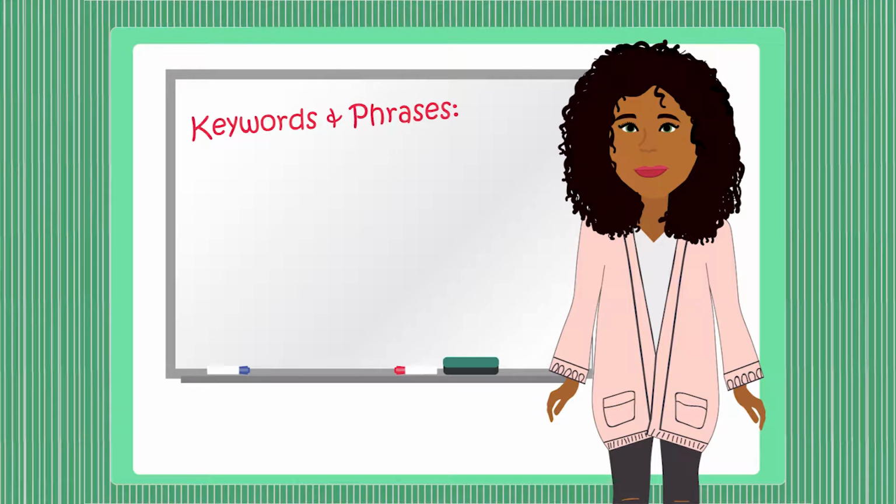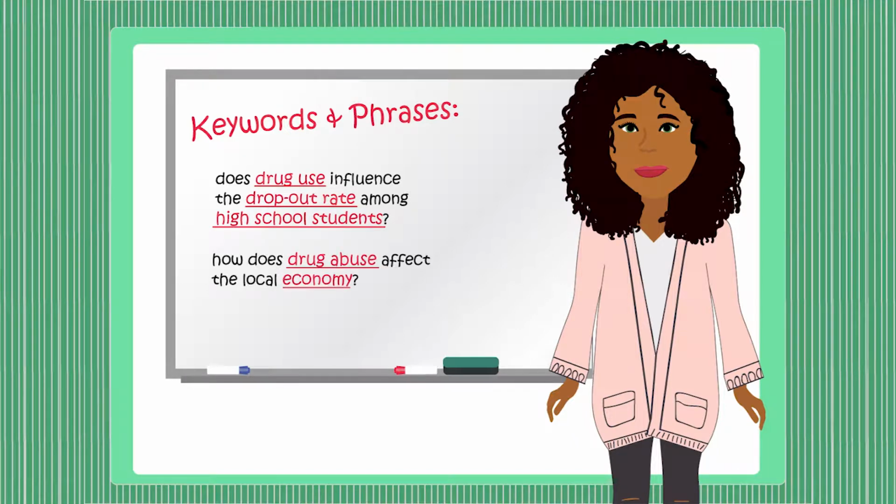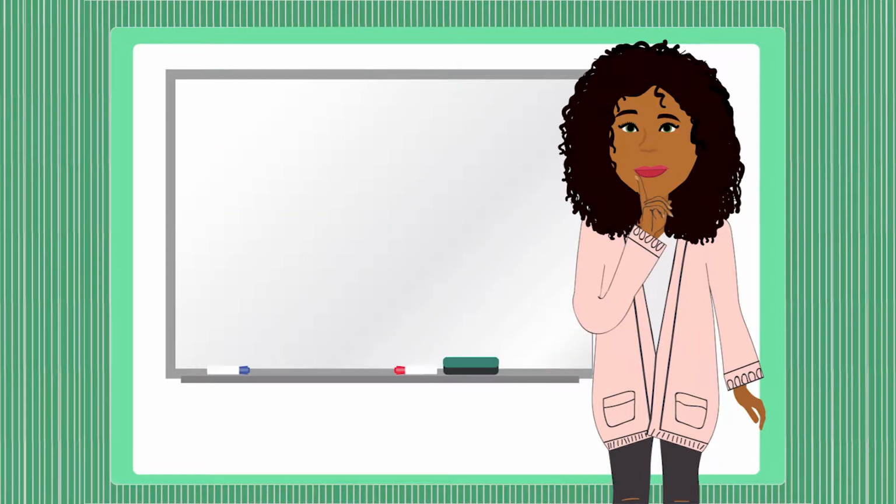One of the first steps to finding good research materials is determining the keywords or phrases to use in a search. First, you need to decide what question you want to research to answer. For example, if the topic your professor gave you was drug use in your community, your question might be, does drug use influence the dropout rate among high school students? Or, how does drug abuse affect the local economy? In the questions above, the keywords or phrases are highlighted to show what terms you might use when searching information resources.